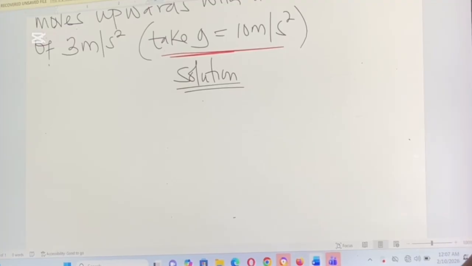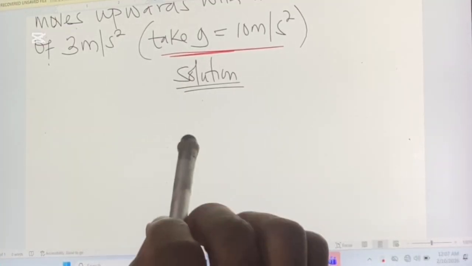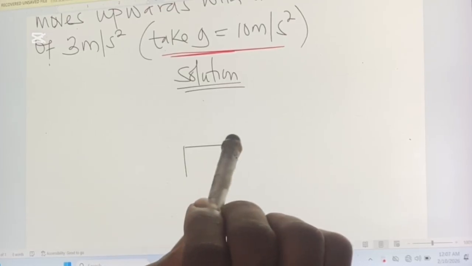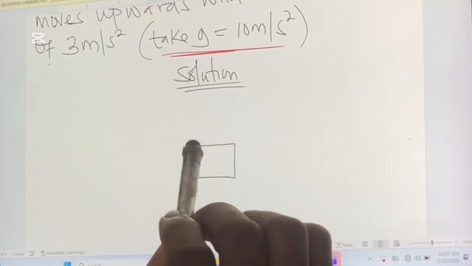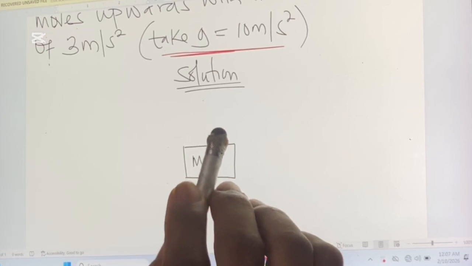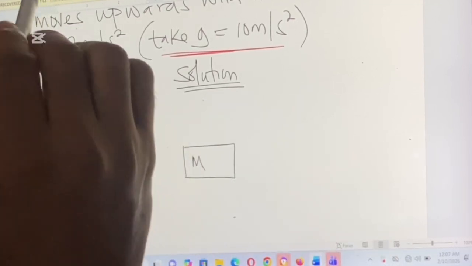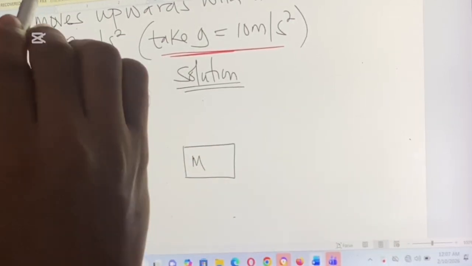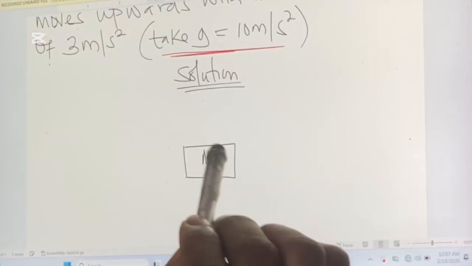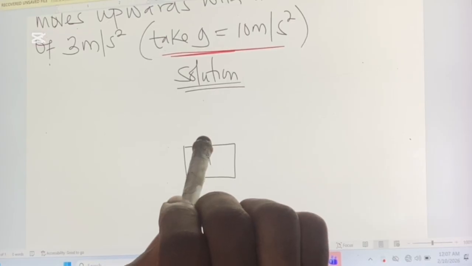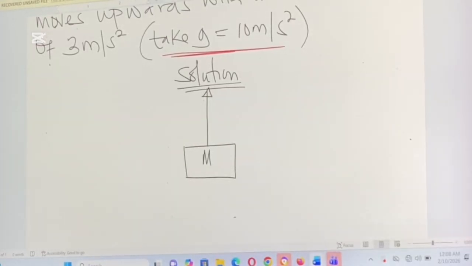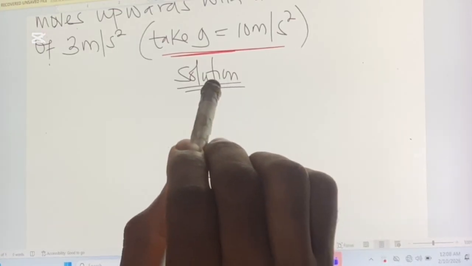Now the first concept on Newton's third law. First, let's draw a freehand diagram here of the elevator. This is an elevator with a mass. There's a force acting upward on this elevator, and we call this force tension.